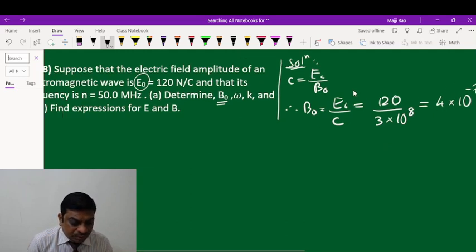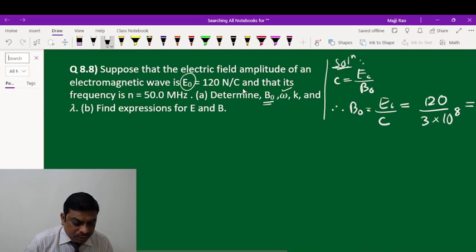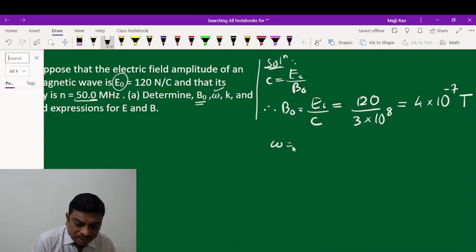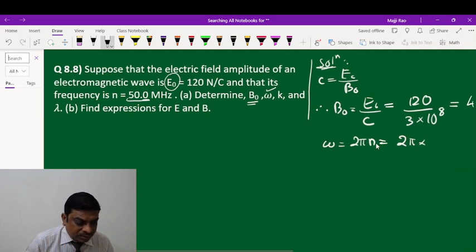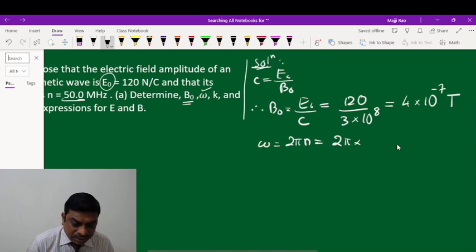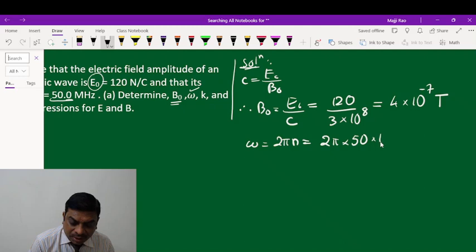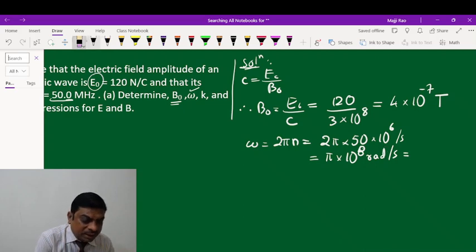Minus 8 plus 1. Then we have to find omega. Now omega is 2 pi into n. Since n is given, we can write omega as 2 pi into frequency. So 2 pi into frequency, which is 50.0 megahertz, so 50 million hertz. Finally we can write this as pi into 10 to the power 8 radian per second, since 6 plus 2 is 8. Or you can write it in decimal, 3.14 into 10 power 8 radian per second.